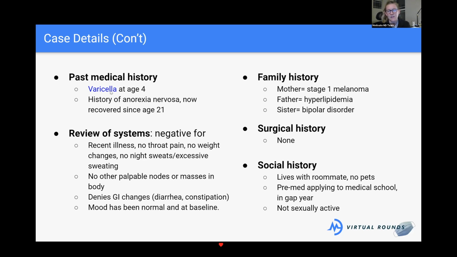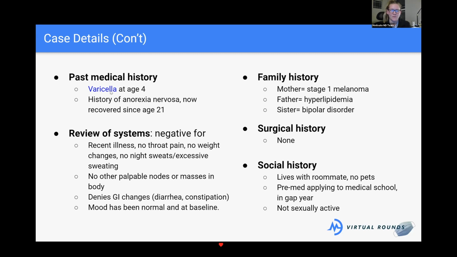She does not have any history of any surgical procedures. And for her social history, she lives with a roommate. They do not have any pets. She is a pre-med who is applying to medical school, and she's currently taking a gap year. So maybe going through a little bit of stress, as you could probably imagine. And she is not sexually active.